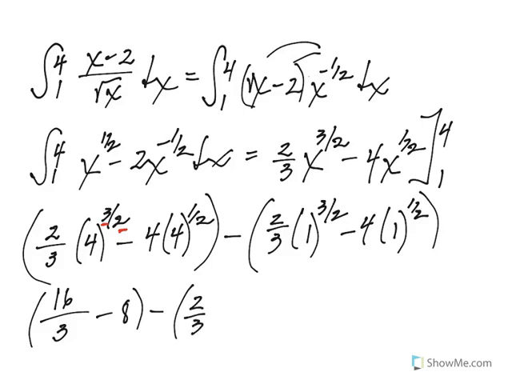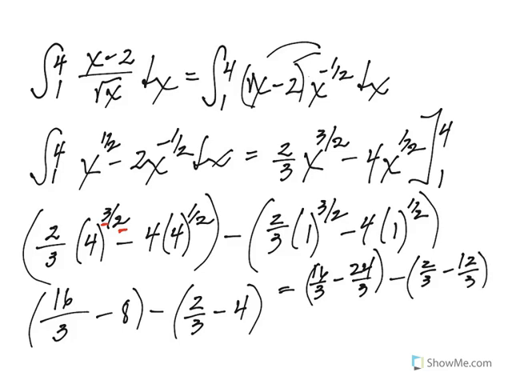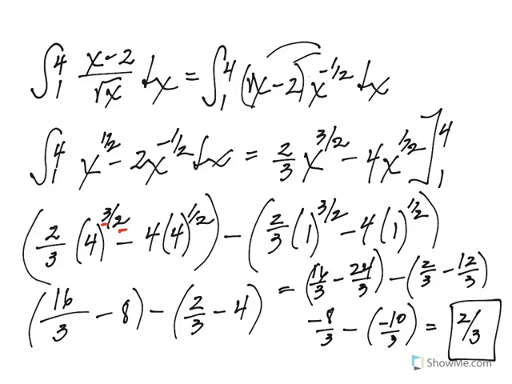that's 2/3 minus 4. So let's get a common denominator. This is going to give me then 16/3 minus 24/3 minus 2/3 minus 12/3. This gives me negative 8/3 minus negative 10/3. The answer is 2/3. All right, lots of practice with fractions in this section.